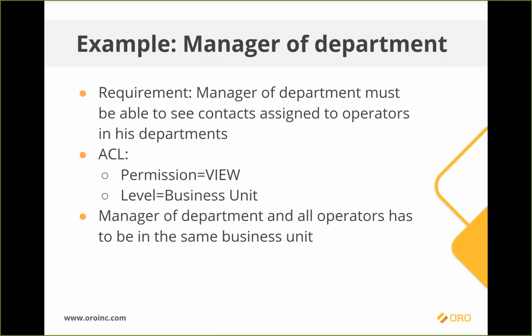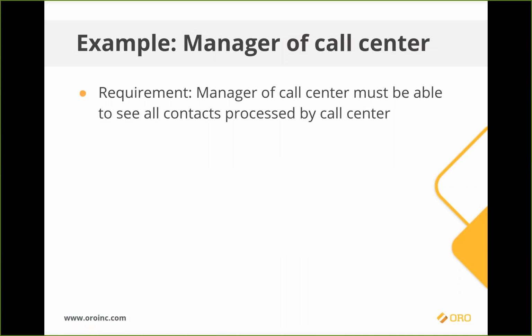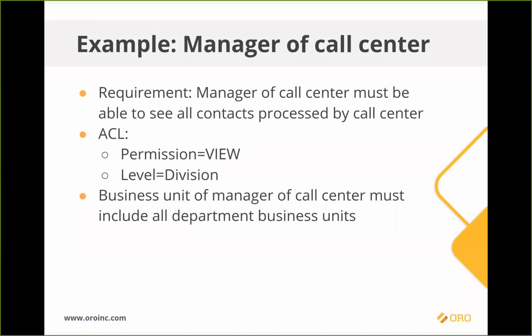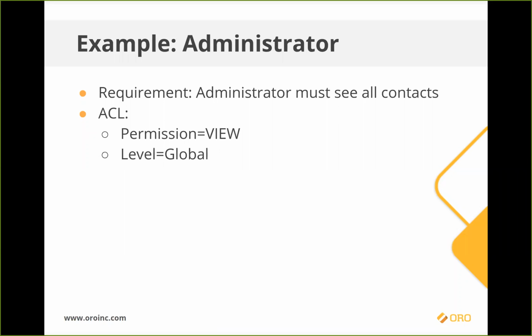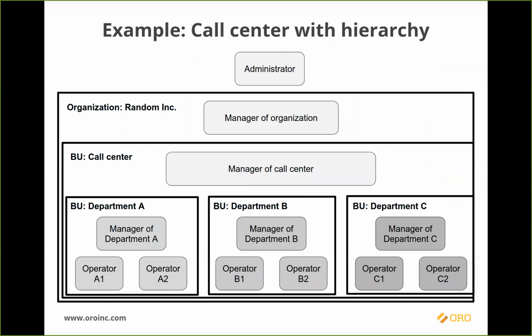And the other examples are very similar. So the manager of call center should be able to see the records of all departments, and this is when we use the division. So he will be able to see records assigned to his business unit and assigned to subsidiary business units. And the last one is the organization. So he will be able to see all the departments and the divisions. Administrator is just global. So this is how you should divide the example.